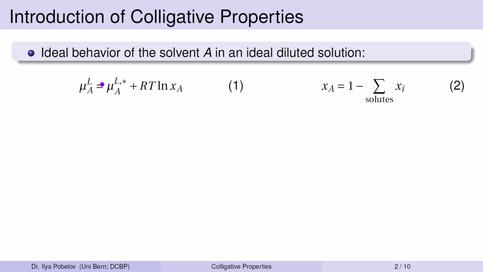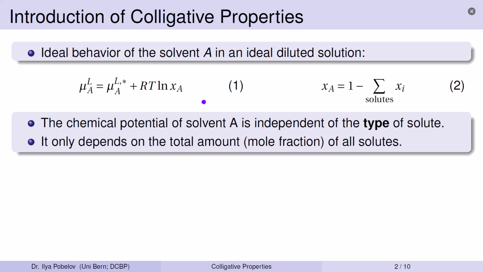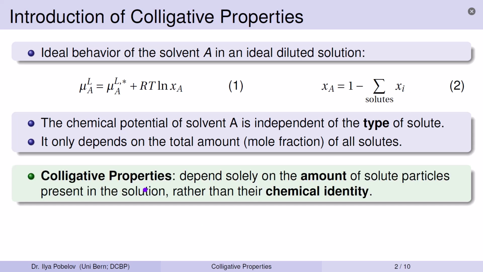Here, μAl represents the chemical potential of solvent A in the solution. μAl star is the chemical potential of solvent A in its pure liquid state. Xa is the mole fraction of solvent A in the solution. Interestingly, the chemical potential of the solvent does not depend on the type of solute present. Instead, it only depends on the mole fraction of solvent A, and therefore on the total mole fraction of all solutes. This phenomenon leads us to the term colligative properties.